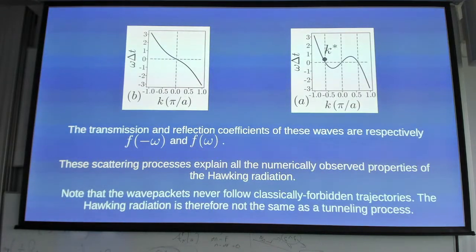And one final interesting thing to note is that these wave packets never follow classically forbidden trajectories. So this picture is really fundamentally different from a tunneling picture, where you would have a wave packet which has a small probability to do something which is classically forbidden. But that's not what's going on here. All these trajectories are allowed. They're classically allowed.